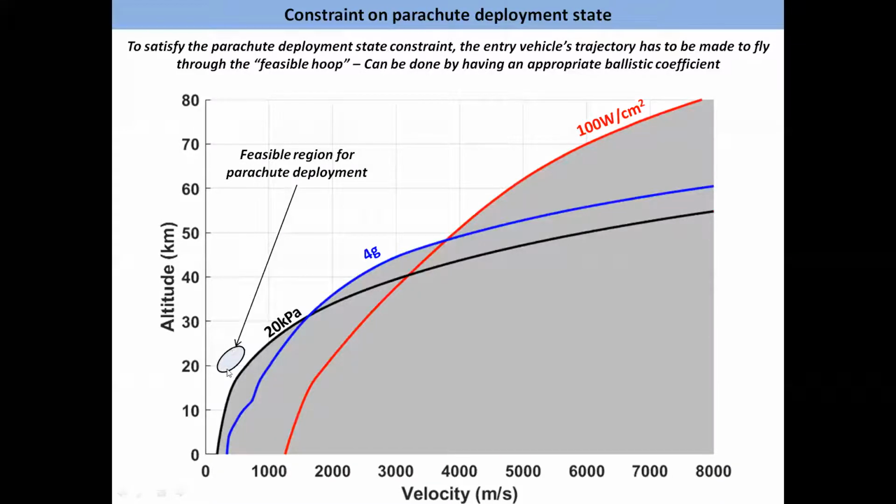You need to make the vehicle's trajectory pass through a particular region in the altitude-velocity plane, because only in that region can you successfully deploy a parachute. Now, again, through adjustment of the ballistic coefficient, that is, by designing the vehicle so that it has a low enough or a specific value of ballistic coefficient, you can make it fly through the parachute deployment constraint.